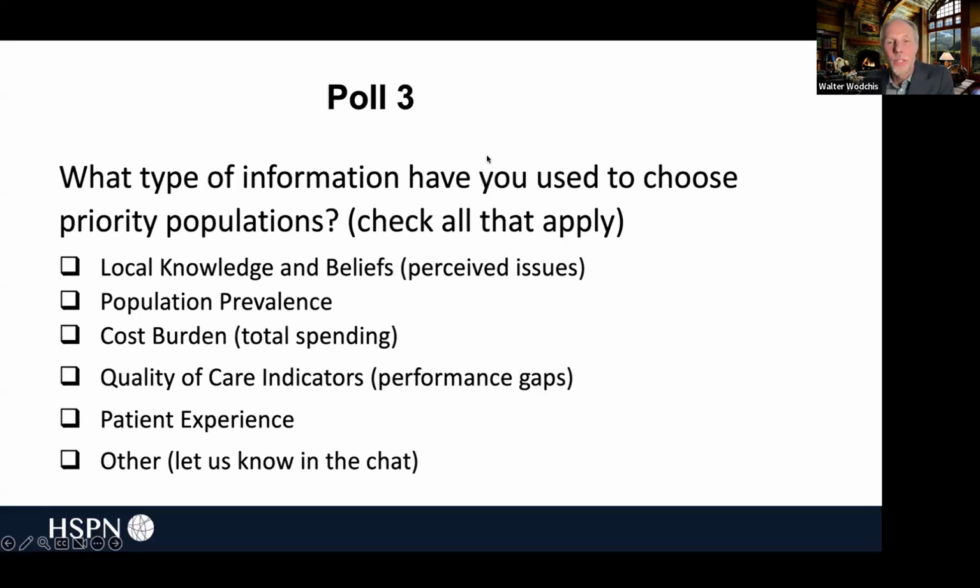Okay, what do we have here? Well, population prevalence being slightly ahead of local knowledge and beliefs and quality of care. So those three all above 60% as popular data sources. Patient experience being the next highest, also quite high with over 50% of people. And then cost burden, I think even getting good estimates of cost burden, we're just starting to look at this a little bit more commonly. And then others, which include EMR, wait times, prevalence, actionable costs, patient priorities.